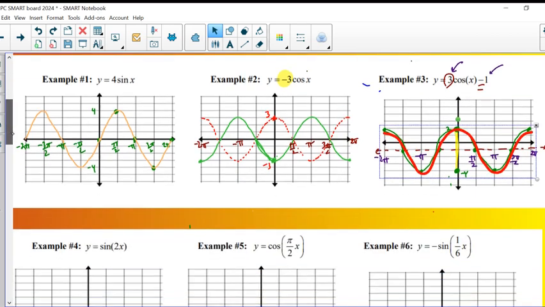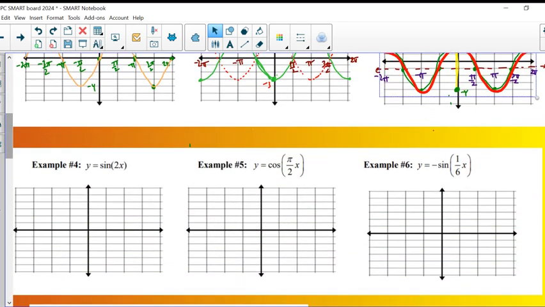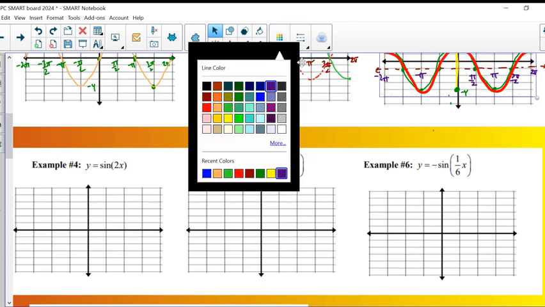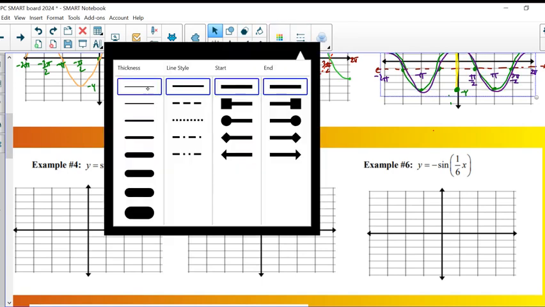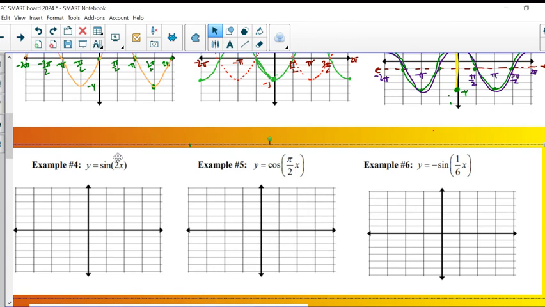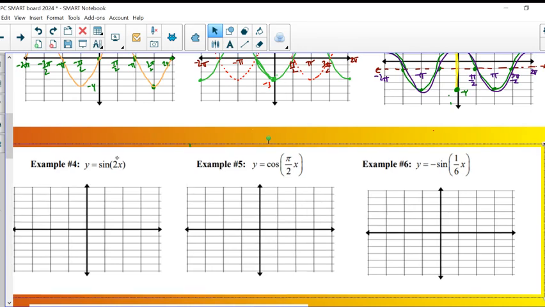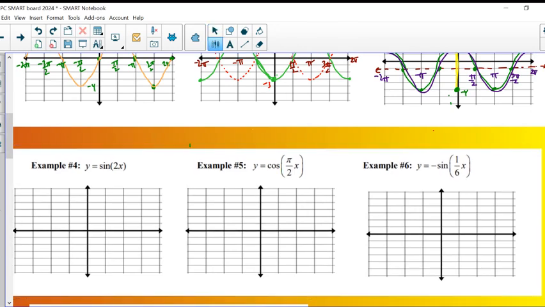And I'm guessing, bingo, you put a coefficient in front of the x. So that affects our frequency. So when you have a coefficient in front of your x, this tells me that I've got a twice as fast frequency.